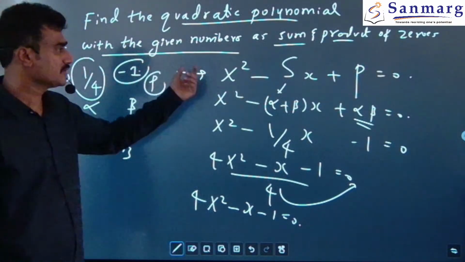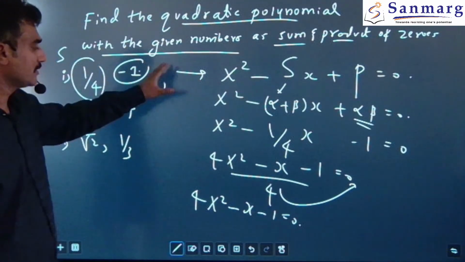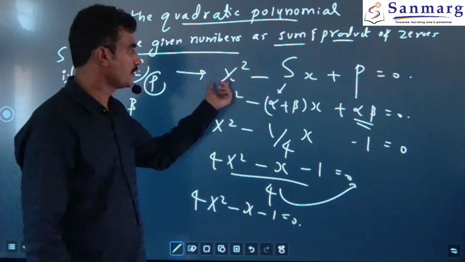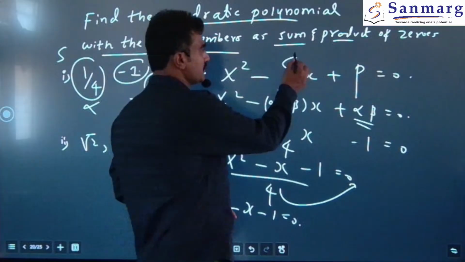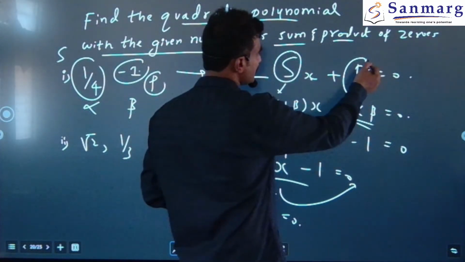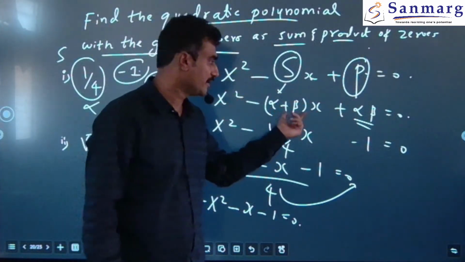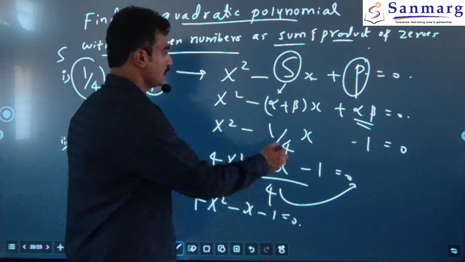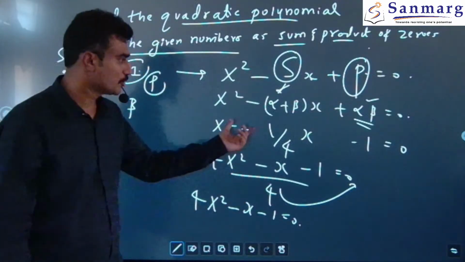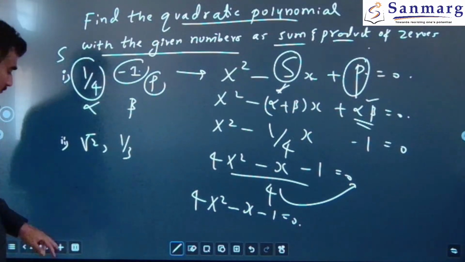So in these questions, they will be giving the sum and product, and we should solve using this format, that is x square minus sum into x plus the constant term is product. That is, the standard format is x square minus alpha plus beta into x plus alpha beta. So they will be giving alpha plus beta and alpha beta. So we just have to substitute these values in the equation and we will get the quadratic polynomial.